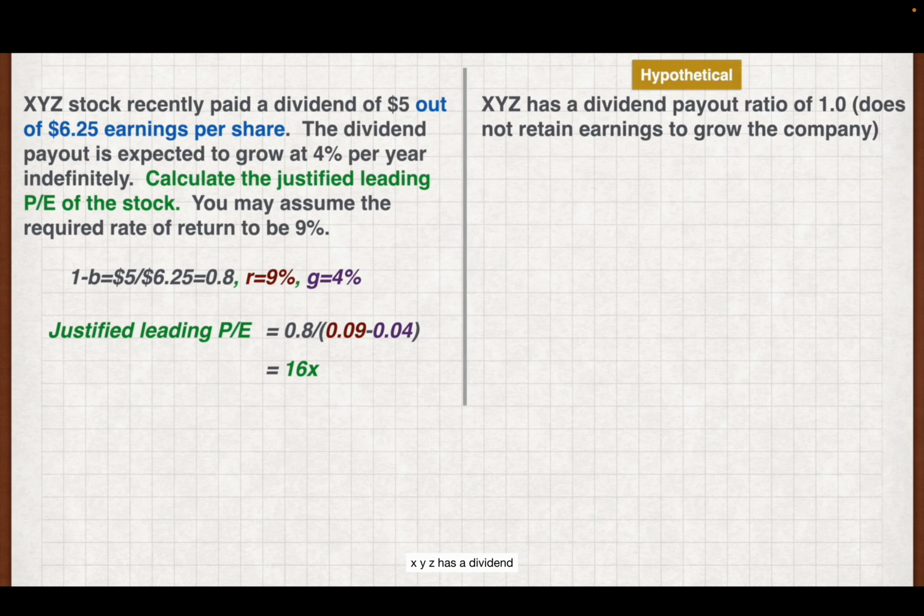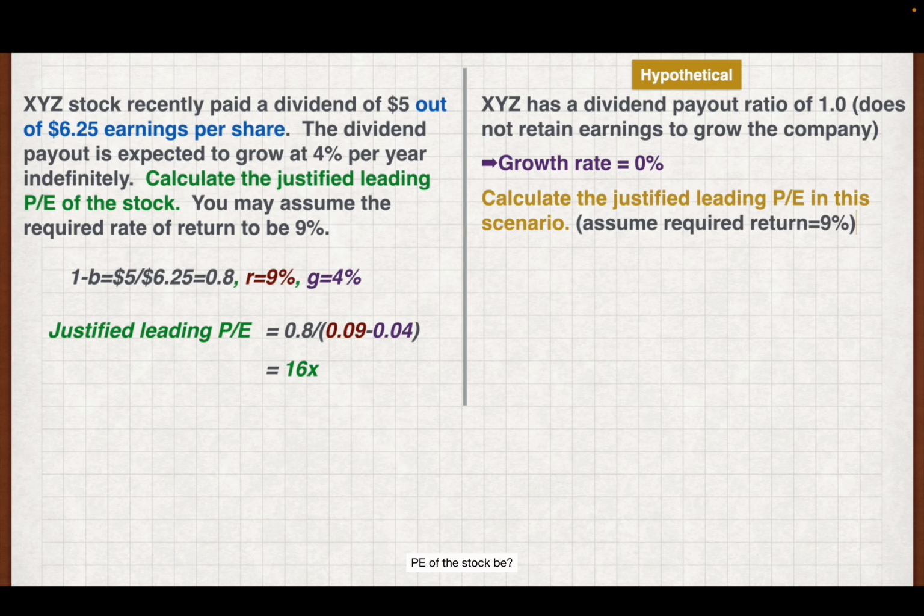Let's say XYZ has a dividend payout ratio of 1.0. That is, it pays out all its earnings to shareholders, so it does not retain any of the earnings to grow the company. The growth rate of the company can therefore be assumed to be 0. In such a case, what should the justified forward PE of the stock be? Pause the video now and work out your answer.